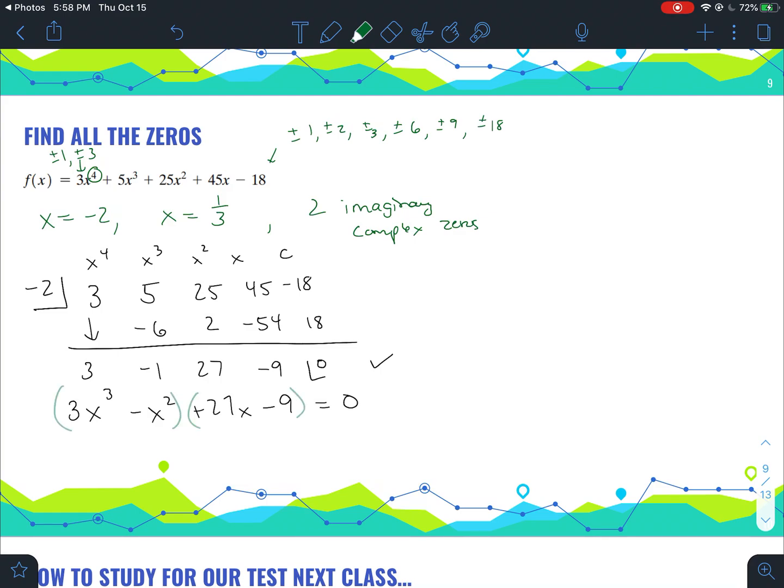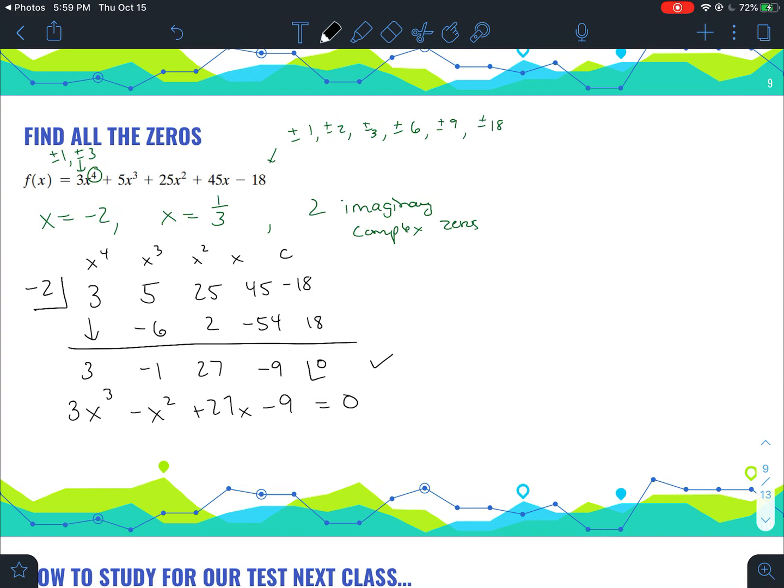If I factor by grouping, maybe it'll work. On the first two, I can't pull out a 3x squared. I can just pull out an x squared, and I'm left with 3x minus 1. And on the next one, I can pull out a 27, and I'm left with 3x minus 3. So that didn't work, so I can't factor by grouping. But I do have another solution that works. I have 1/3 that works.